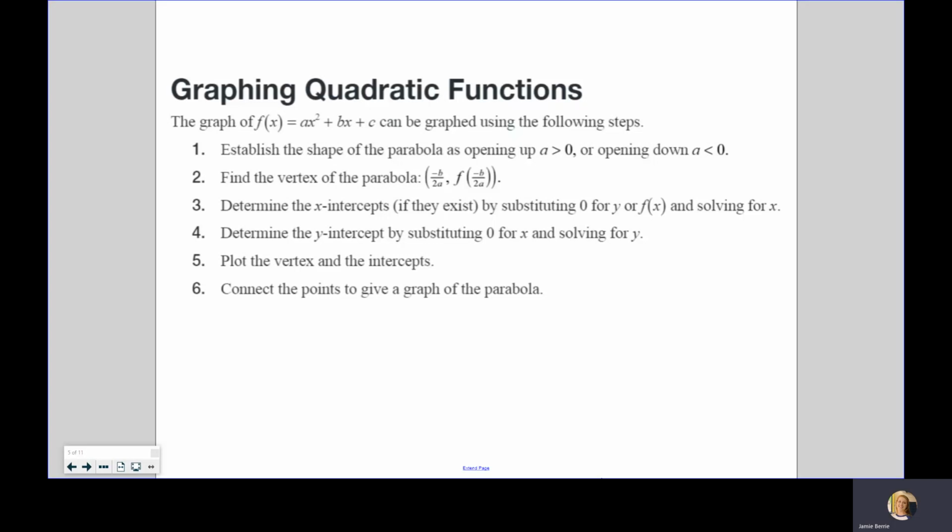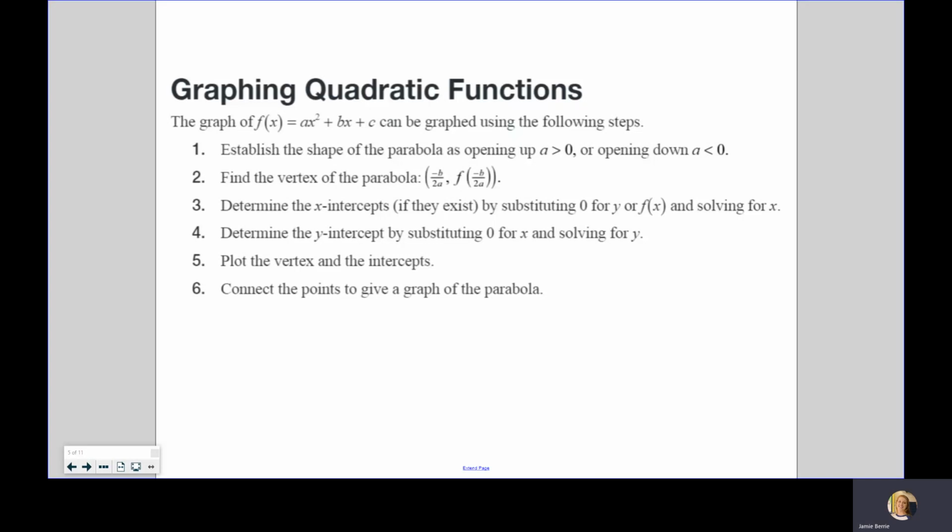Step 2 is to find the vertex. This is sort of the fancy way of writing the vertex formula, to use this function notation for the y-coordinate. Step 3 is to determine the x-intercepts, if they exist, by substituting 0 in for y, or f of x, and solving for x. Step 4 is to determine the y-intercept by substituting 0 in for x and solving for y. Step 5 is to plot the vertex and the intercepts. And then step 6 is to connect the points to give a graph of the parabola.